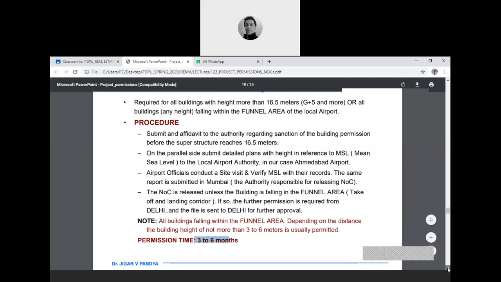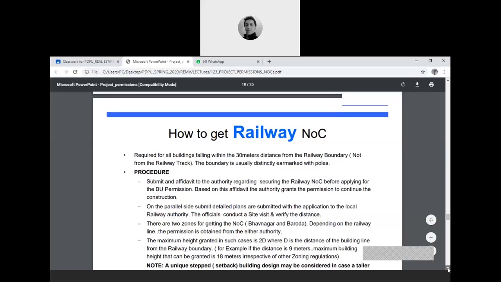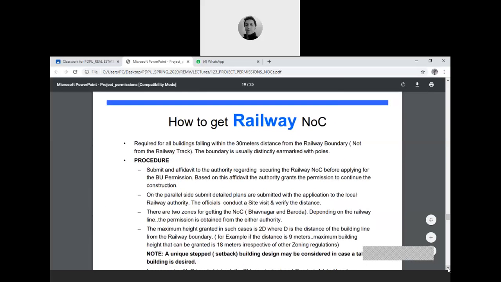There are a lot of parallel NOC procedures that a developer needs to do while the project is on. And I must tell you that all these NOCs are not always mandatory. Only if the building height is beyond a certain point, you need that NOC.